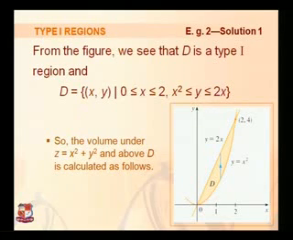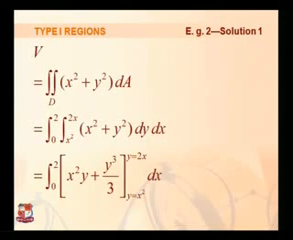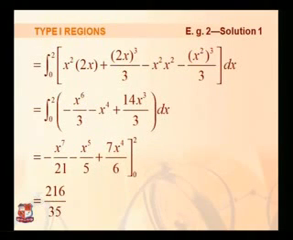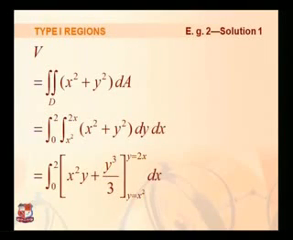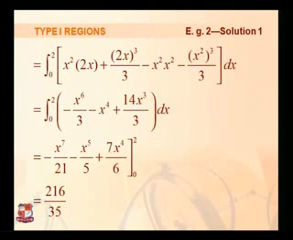So here the limit of x is 0 to 2, and the limit of y is x squared to 2x, and from the diagram we can see the region D in the shaded area. So this is the integration of x square plus y square, with x from 0 to 2 and y from x squared to 2x. After the calculation, first integrating with respect to y and putting the limit of y, we will get an expression in x, and then integrating with respect to x we will get the answer 216 upon 35.